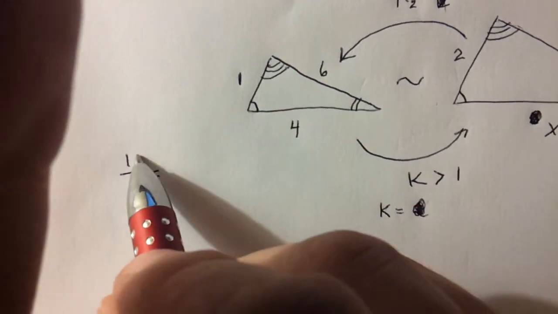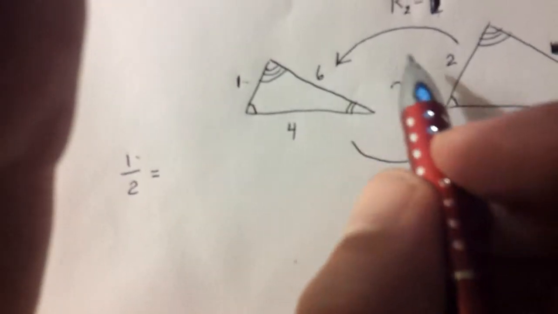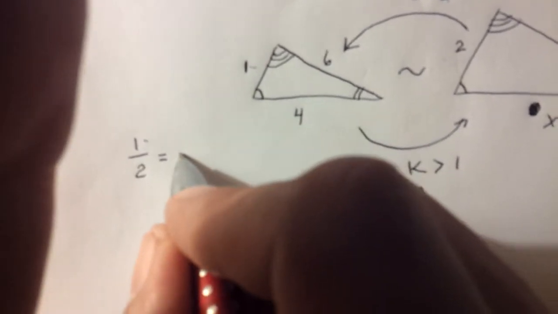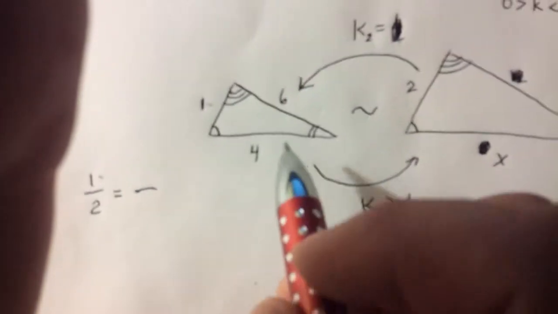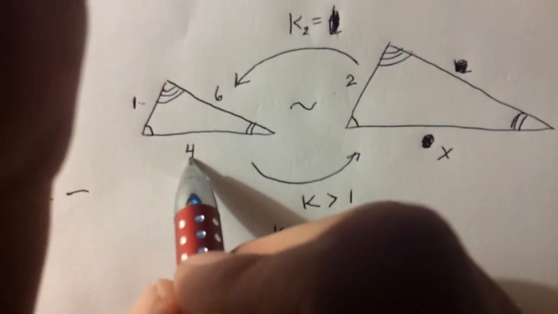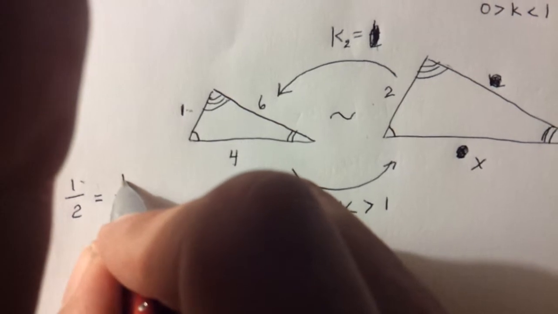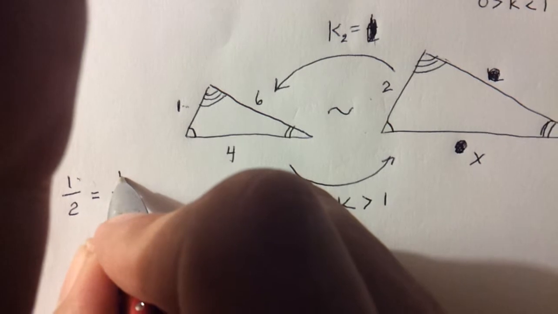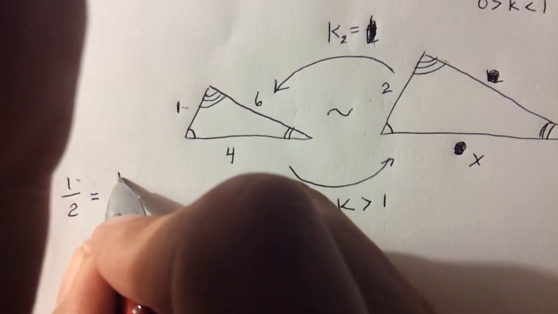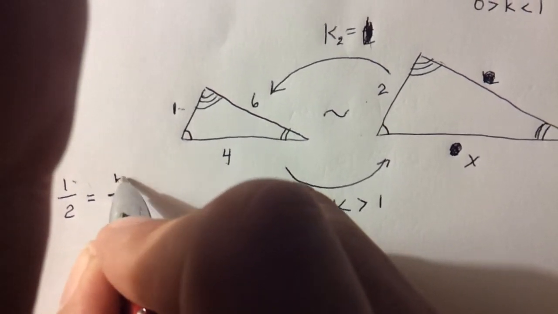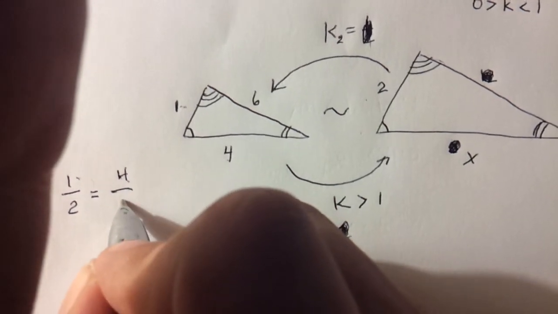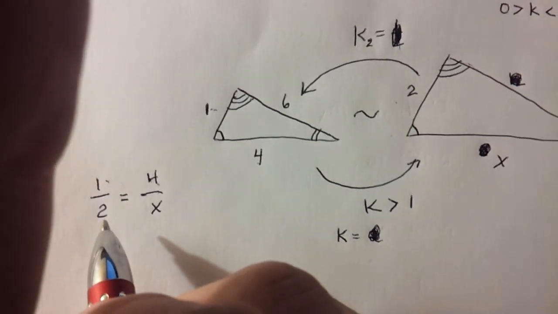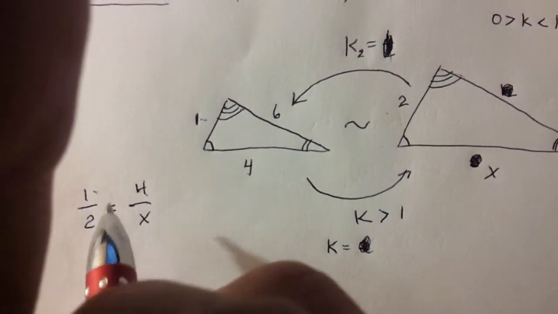So what I'm going to do right here is say that this side is to that side, and they're in the proportion 1 to 2, is equal to, and now I'm going to pick another pair that corresponds. 4, which I'll put right here with the smaller one, and x right here, which I'll put with the bigger one. Wait a second.